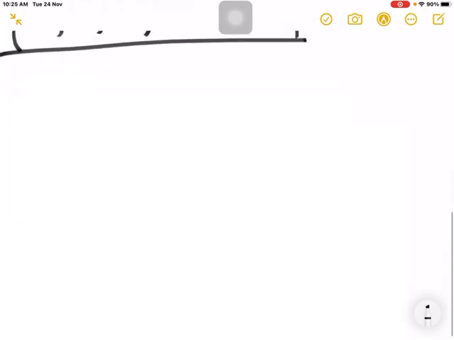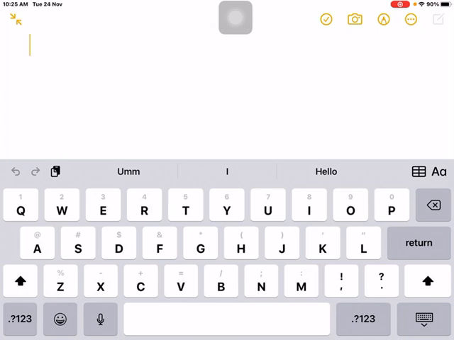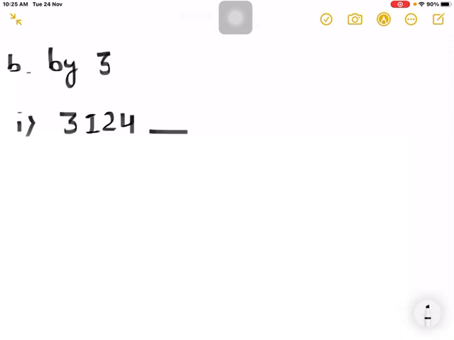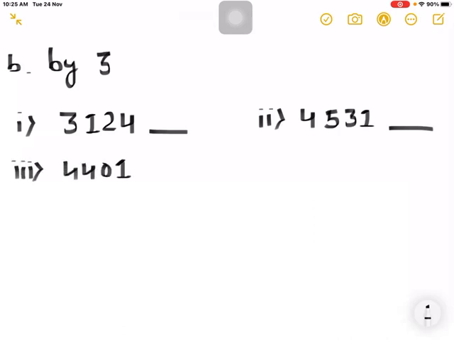So let's do question B now. In B you can see by 3, okay, by 3. First number 3 1 2 4, second number 4 5 3 1, third number 4 4 0 1, fourth number 7 0 9 0.